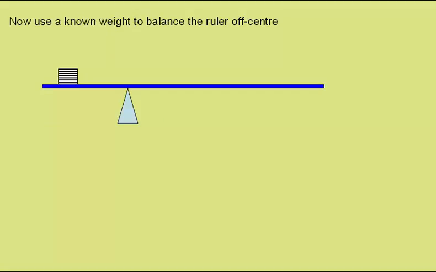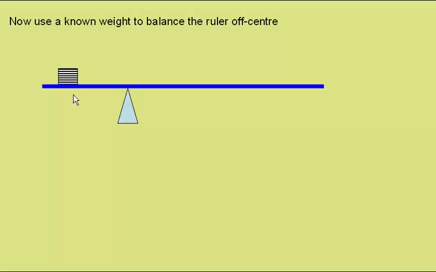Then we use a known weight to balance the ruler off-centre. You'll see we've moved the pivot point to the left. These weights here are providing the anti-clockwise moment. The weight of the ruler will be acting about here, providing the clockwise moment.